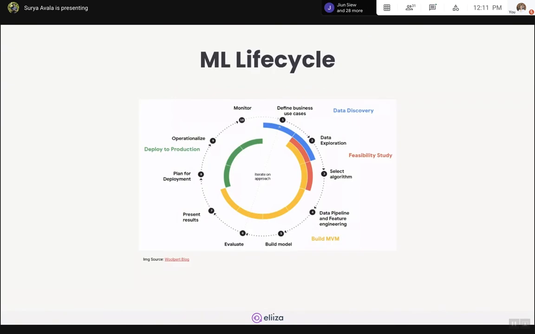So let's take a look at the general ML lifecycle. Typically, in solving a machine learning problem, we would initially start by defining the business use case for the problem, and then we'd do a little bit of data exploration. Then we try to experiment with a bunch of models, algorithms, and then do a little bit of feature engineering, build a minimum viable model which does all right on the data set. We test it, and then we present those results.